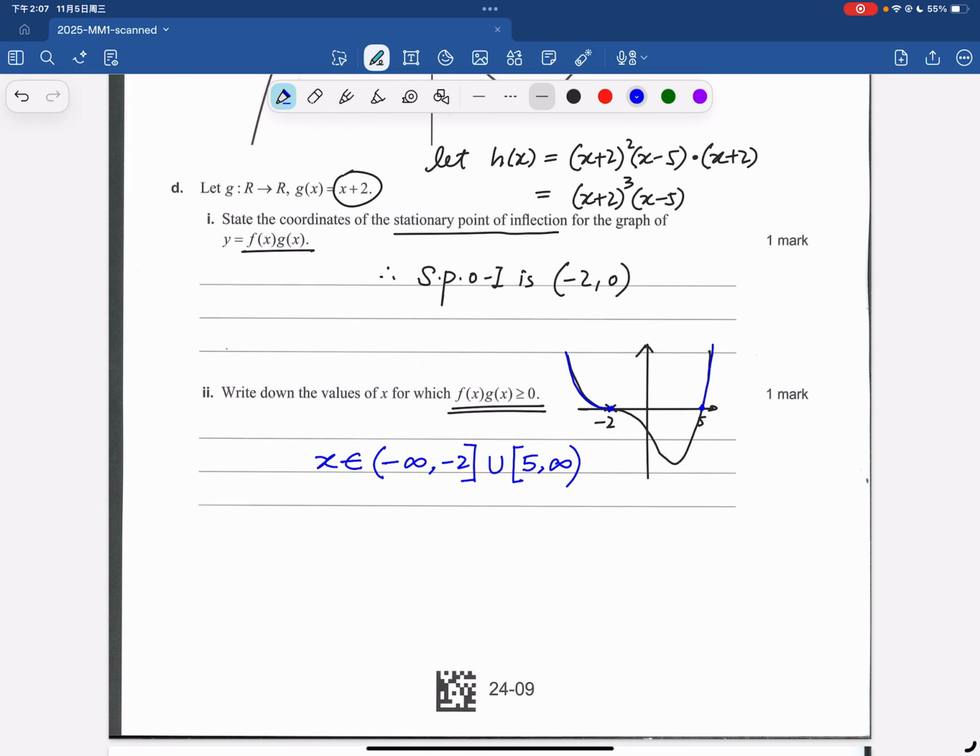Union is important, not intersection. Also, you can write x less than or equal to minus 2, or x greater than or equal to 5. That is another valid way to express the answer, because the question didn't say you have to write it in interval notation.